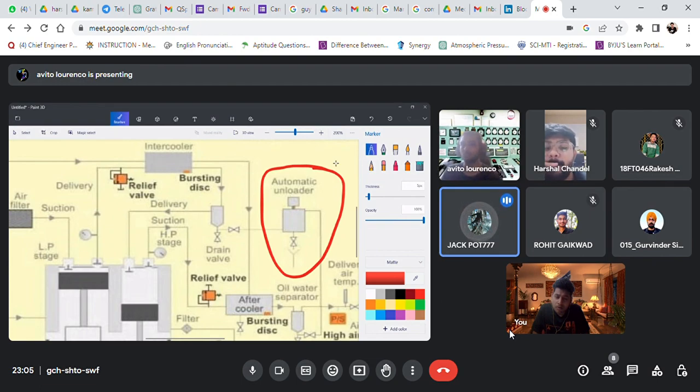While starting the motor, there will be production of high current, right? If high current is there, it will lead to the damage of the motor.